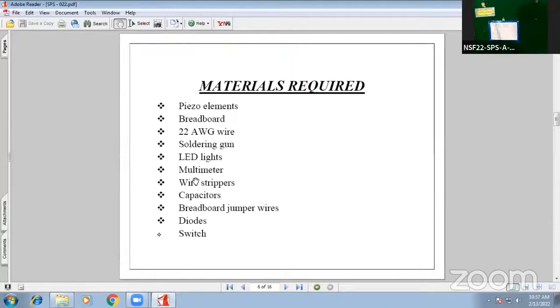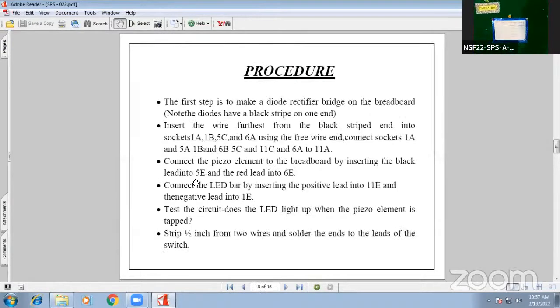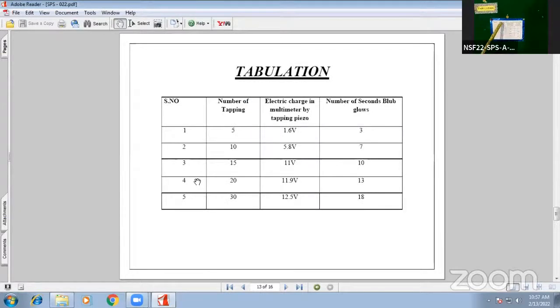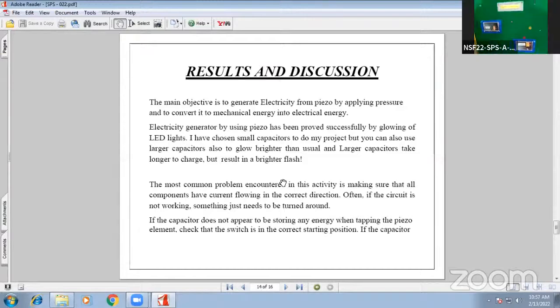This is a tabulation. These are the 5 readings which I took from my electricity generator. The first column is the number of tappings, the second column is the electric charge in the multimeter by tapping the piezo, and the third column is the number of seconds that the bulb glows. For 5 tappings, I got 1.6 volts, and the bulb glows for 3 seconds. So I took 5 readings from my generator. These are some photographs of my generator.